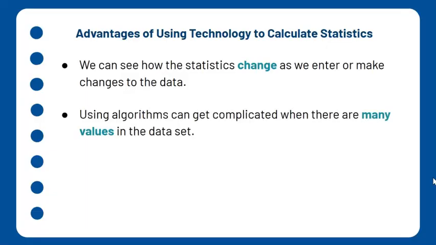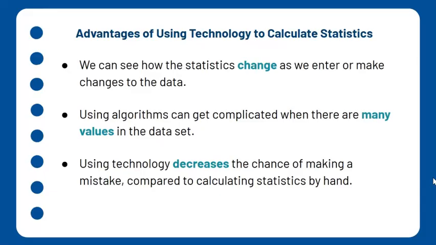Using algorithms can get complicated when there are many values in the data set. Using technology to calculate statistics saves us time. Using technology also decreases the chance of making a mistake compared to calculating statistics by hand. As long as the data set is typed in accurately, there is minimal to no chance for error.